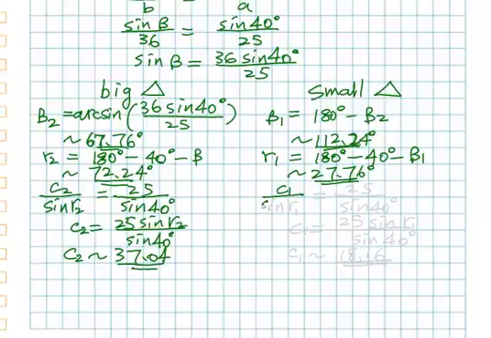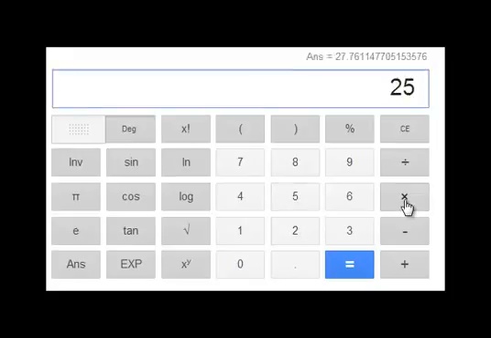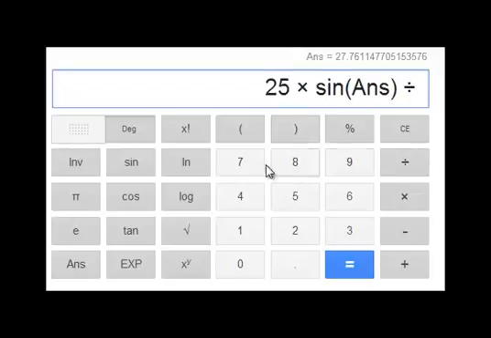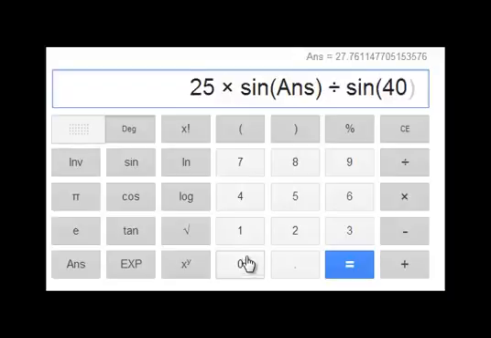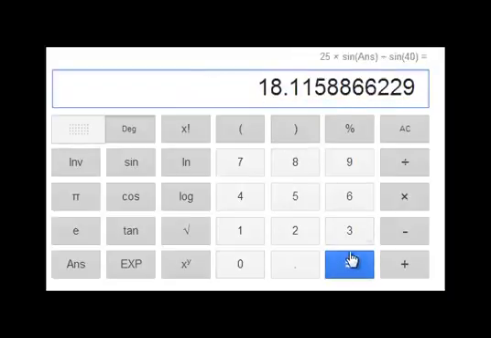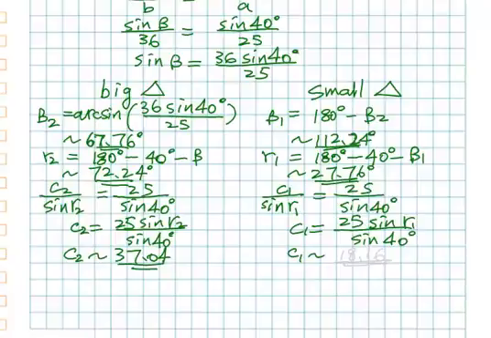Using the law of sines again, C sub 1 over sine of gamma sub 1 equals 25 over sine of 40 degrees. Using cross multiplication, we have C sub 1 equals 25 times sine of gamma sub 1 over sine of 40 degrees. 25 times sine, ANS button, close the parentheses, divided by sine 40, close the parentheses, equals. C sub 1 is approximately 18.16.